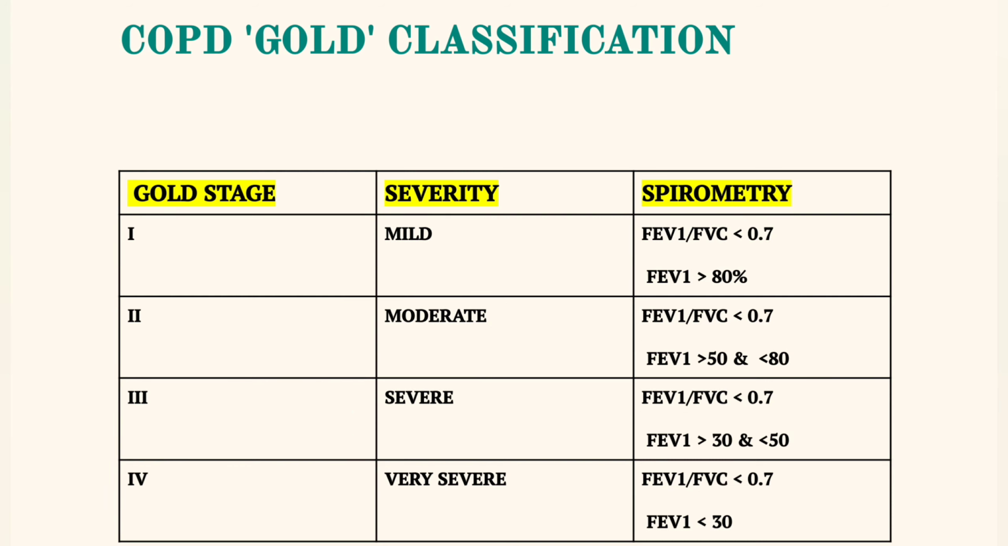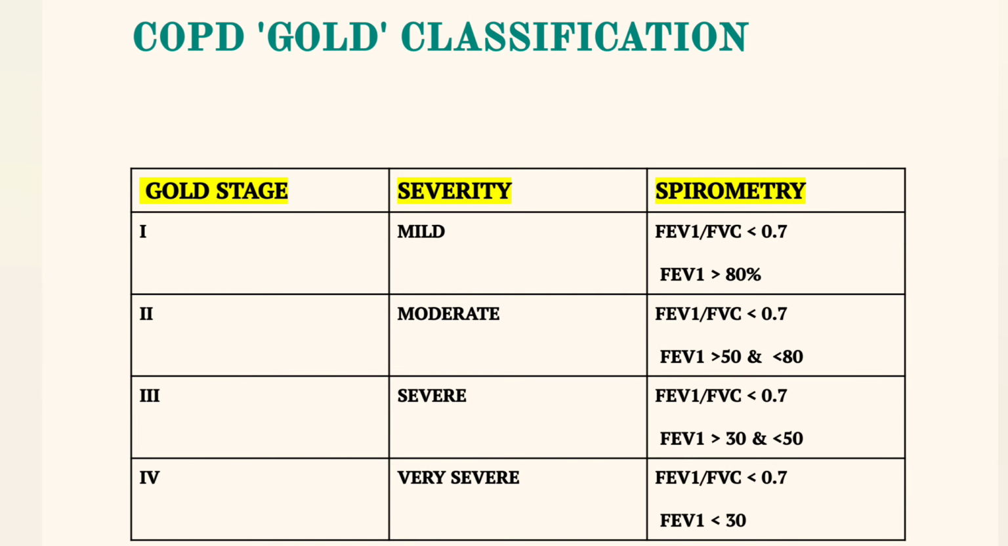Now, how to remember these stages? First, as I told you, the FEV1 by FVC ratio is the same in all 4 stages, less than 0.7. Now we will see a memory trick for remembering the COPD GOLD classification. You have to remember 30 plus 50 is equal to 80, and 80 is this sign and 30 is this sign. Yes. Now you have to remember for stage 1, FEV1 is more than 80.